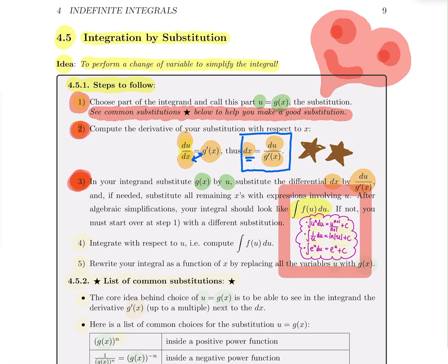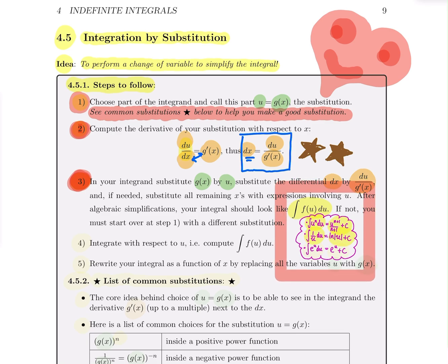For this class, every question that can be done by substitution will end up as the integral of u to the power n du, which turns into u to the power n plus 1 over n plus 1 plus C, assuming, of course, that the power n is not minus 1. In the case where you have minus 1, your formula will look like the integral of 1 over u du, which is ln of u plus C.